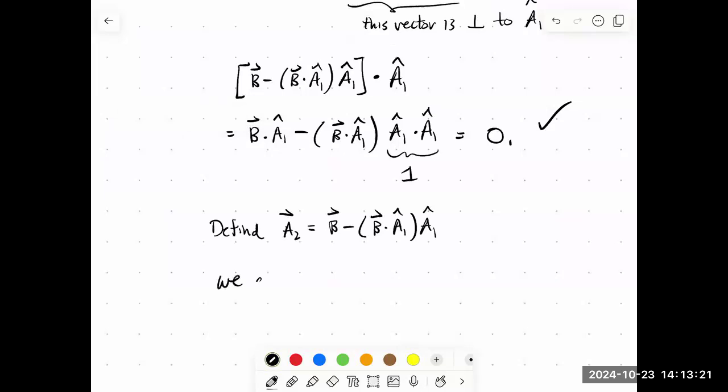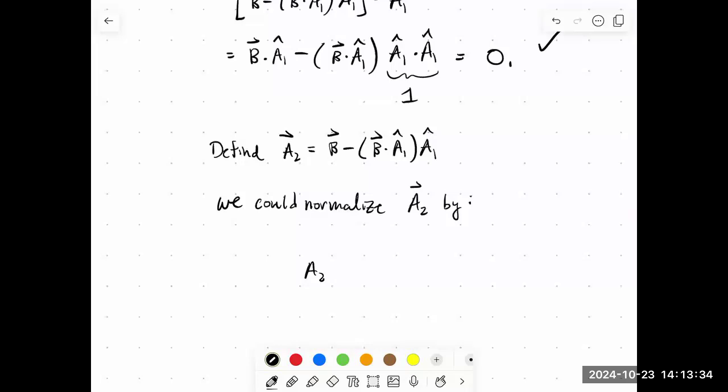Yeah, so we could normalize A2 by finding A2 hat, which is the A2 vector divided by the length of the A2 vector. So we take the dot product of A2 with itself and then take the square root of that. Okay, so now we have a set of two vectors that are perpendicular.